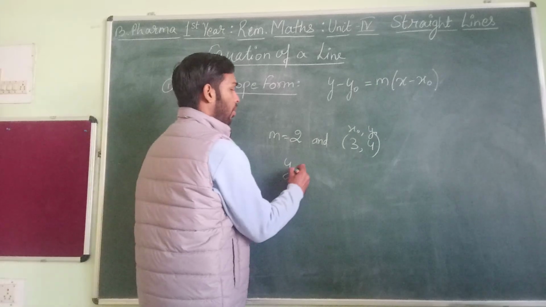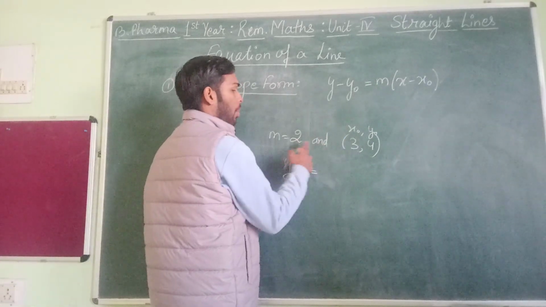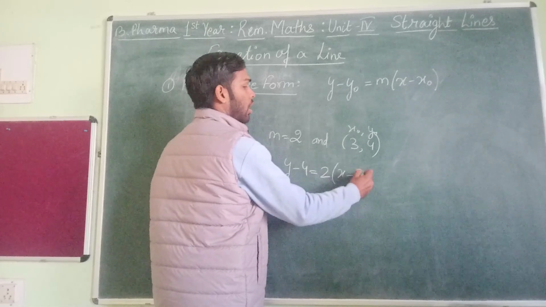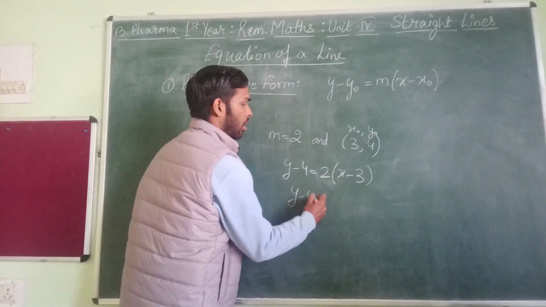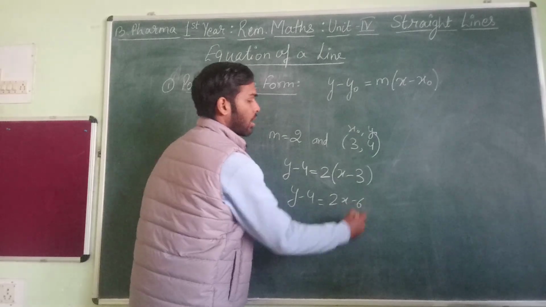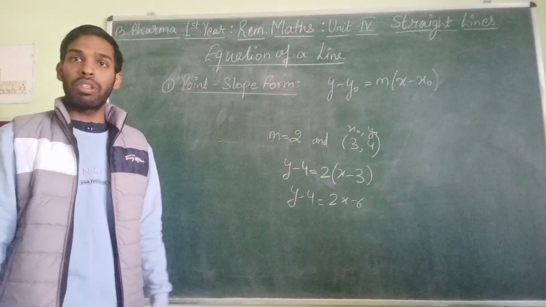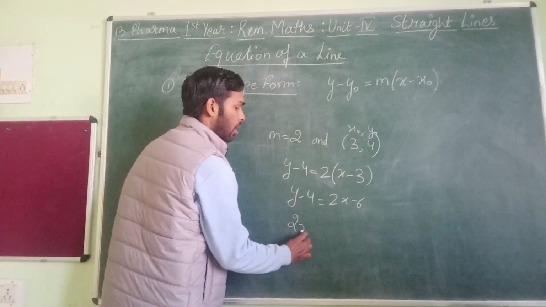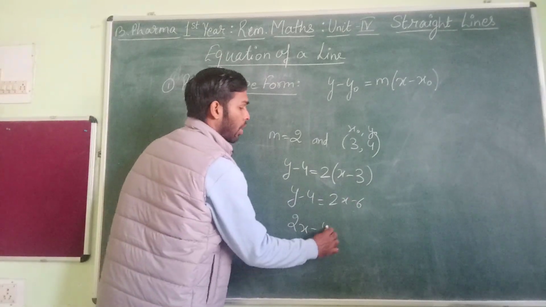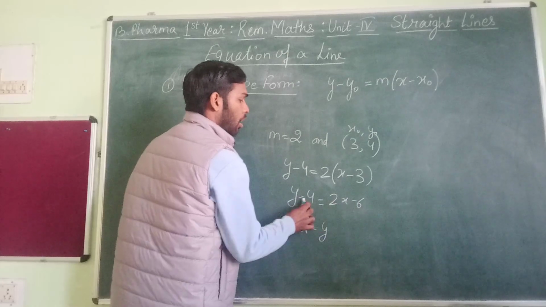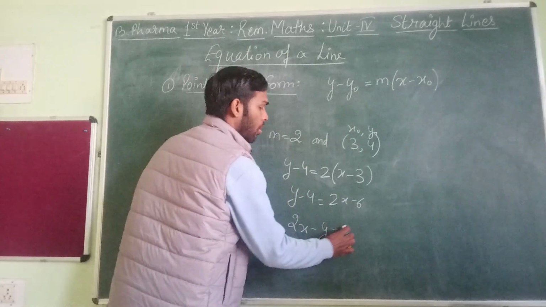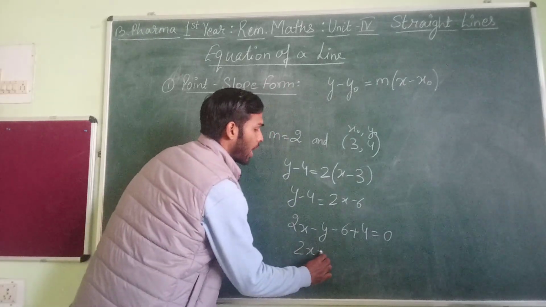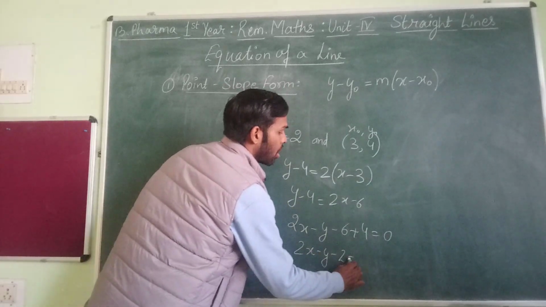Put it in. y minus 4 is equals to m, which is 2, into x minus x0, which is 3. We can solve it: 2x minus 6. You can transpose your elements to the left and right hand side. So your required equation will be 2x, y becomes minus y, minus 6 is already there, minus 4 becomes plus 4. So minus 6 plus 4 will be equals to 0, or we can say 2x minus y minus 2 is equals to 0.